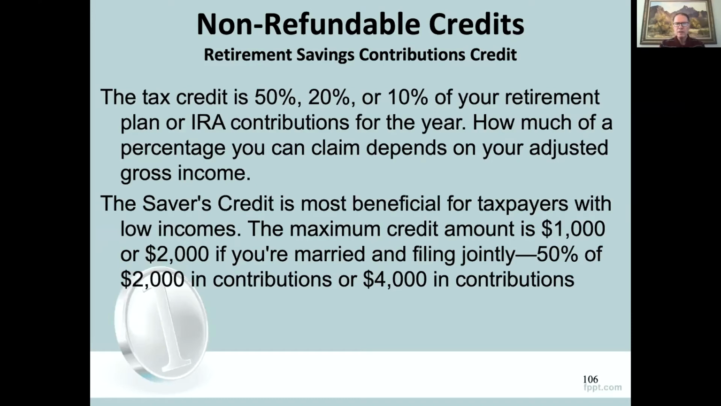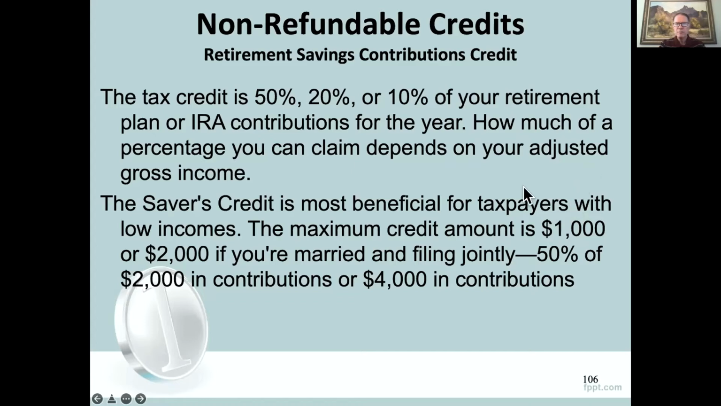Now, it kind of depends on the amount of your AGI and how much you put in, but you could get 50% of your retirement contributions on the credit up to the limit, or 20% or 10%. And it's kind of strange how that determines that. But it is a really beneficial credit for taxpayers with low incomes. The maximum credit amount is going to work out to be $20,000.